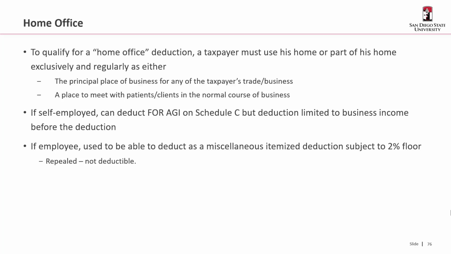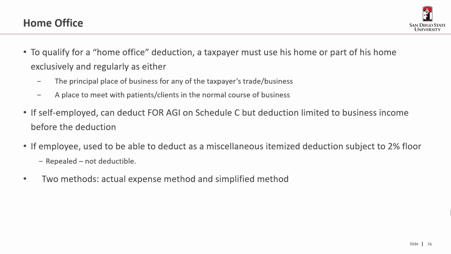We do these in Chapter 7. But guess what? Those were repealed by the Tax Cuts and Jobs Act, and as a result, they no longer exist. So basically, if you're an employee, you get no home office deduction. You really need to have some form of self-employment income.